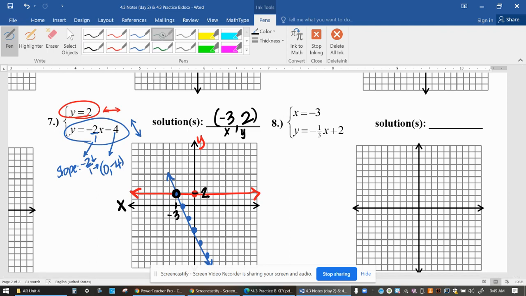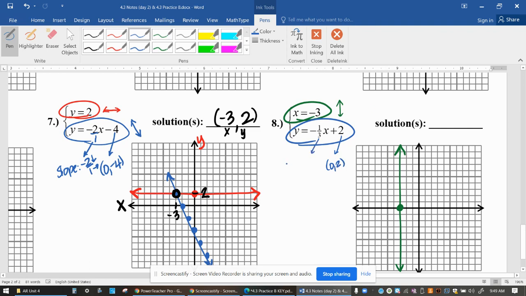All right, this next one has a vertical line. So if it just has x equals a number, then it touches the x-axis and the x-axis only. All right, the second one is slope-intercept form. So we're going to start at 0, 2.